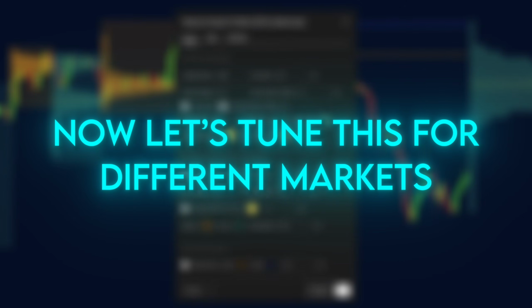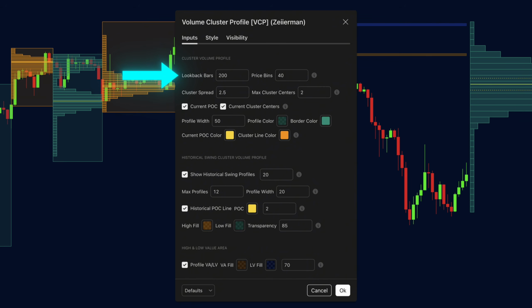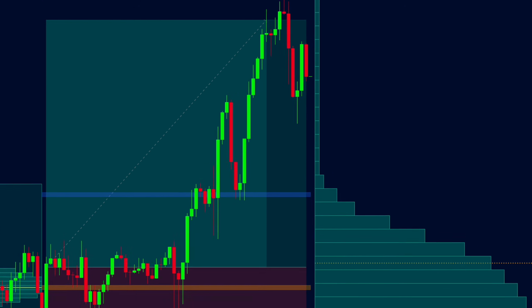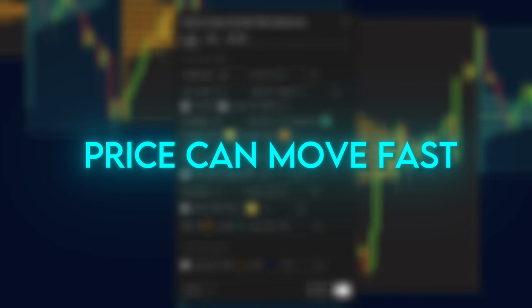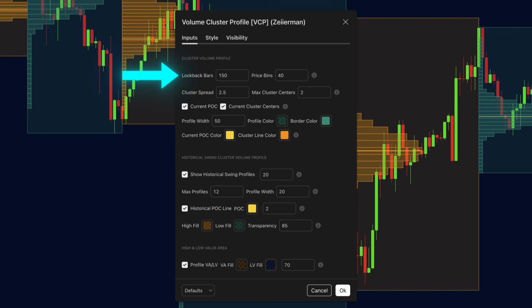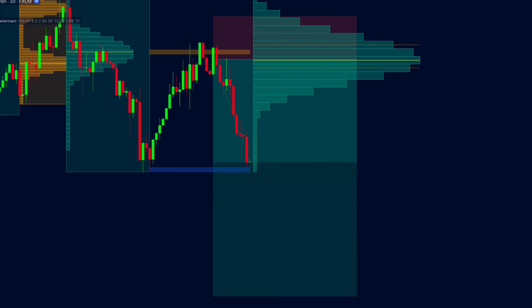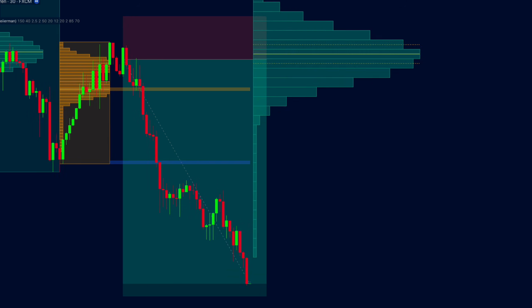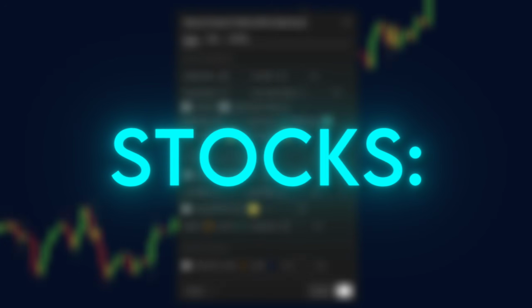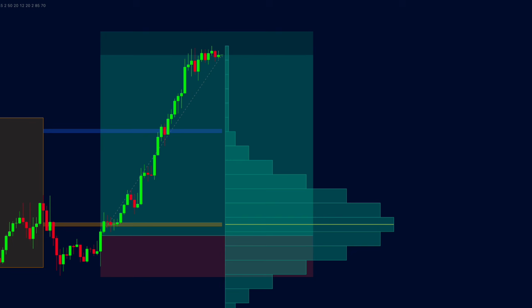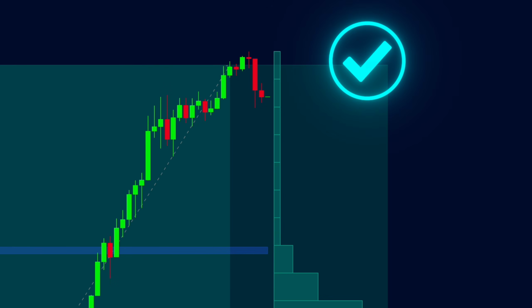Now let's tune this for different markets. Forex. Use a moderate look back of around 150 to 250 bars. Forex moves cleanly between levels, so clusters become reliable support/resistance. Crypto. Price can move fast. Use a tighter look back of 100 to 150 bars so recent clusters show up more clearly. Also, watch how bullish/bearish volume pressure shifts, crypto spikes fast. Stocks. Use a larger look back around 300 bars to capture both intraday and swing clusters. Stocks can respect cluster levels for longer moves, so be patient on entries.